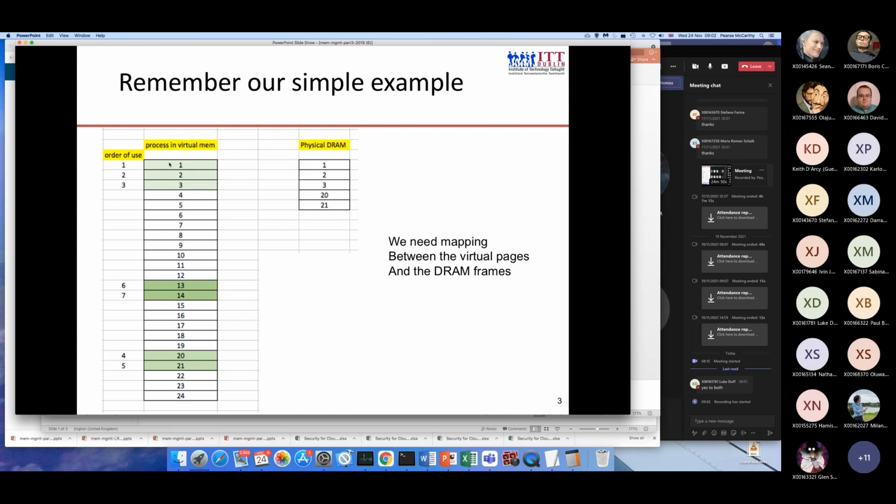So what we said was this was a simple program with 24 what we call pages, typically 4K in length. And this is the process as it appears in virtual memory. Say it's Excel, a really simple example that I gave you. You opened the file, you did some work on it, and you saved it.